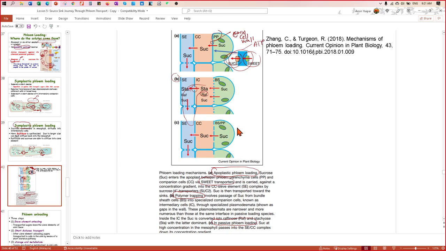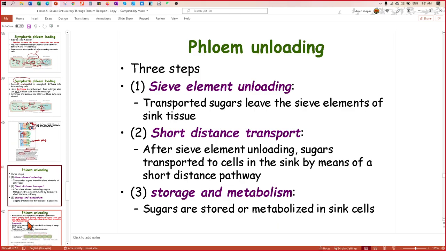Why passive? No ATP. Through what? Completely through the plasmodesmata. So we can know this is the symplastic pathway. Okay. So this is just the summary of what's happening. You got the sieve elements unloading. You got your short distance transport and also the storage and metabolism. This is to unload.